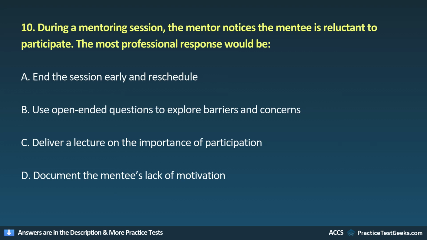10. During a mentoring session, the mentor notices the mentee is reluctant to participate. The most professional response would be: A. End the session early and reschedule. B. Use open-ended questions to explore barriers and concerns. C. Deliver a lecture on the importance of participation. D. Document the mentee's lack of motivation.